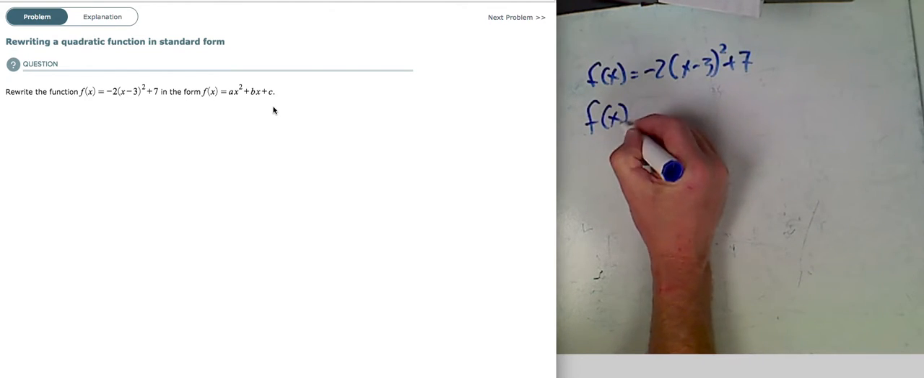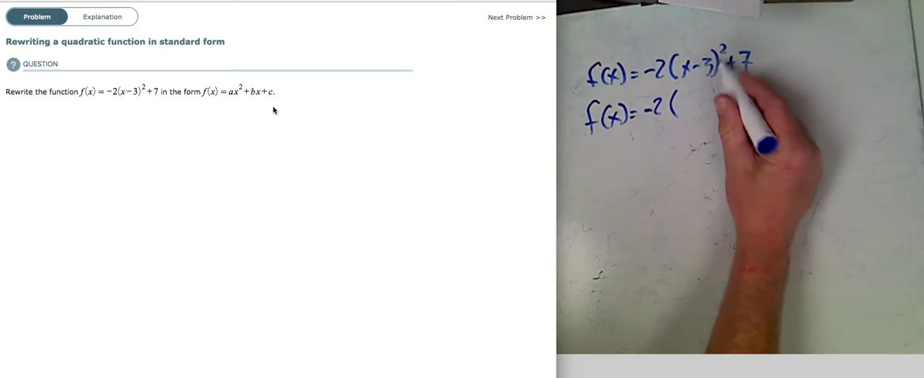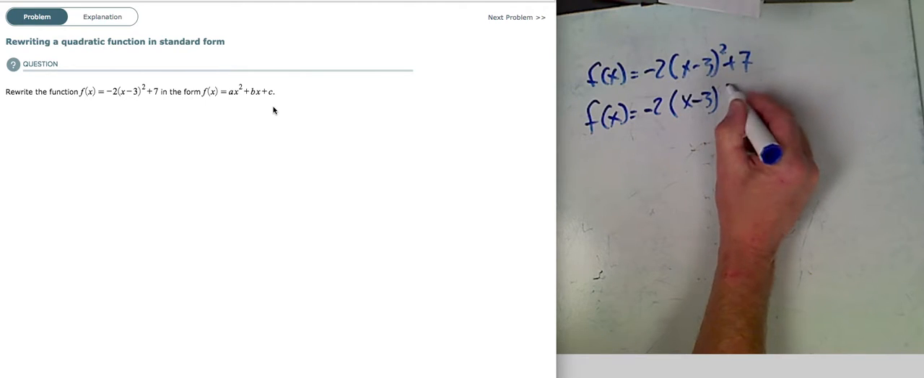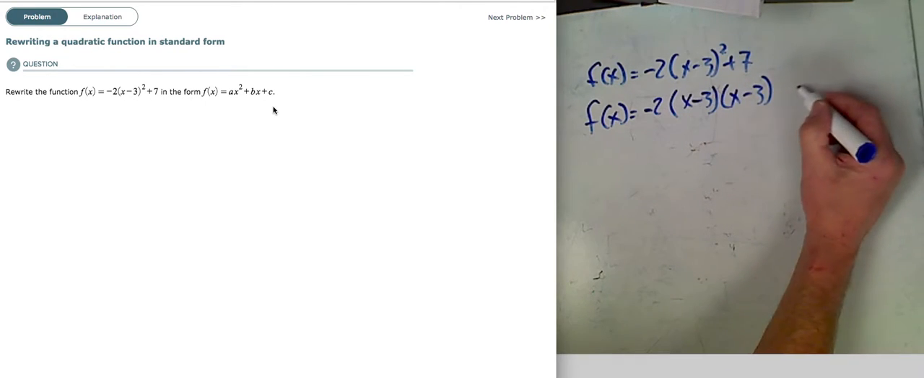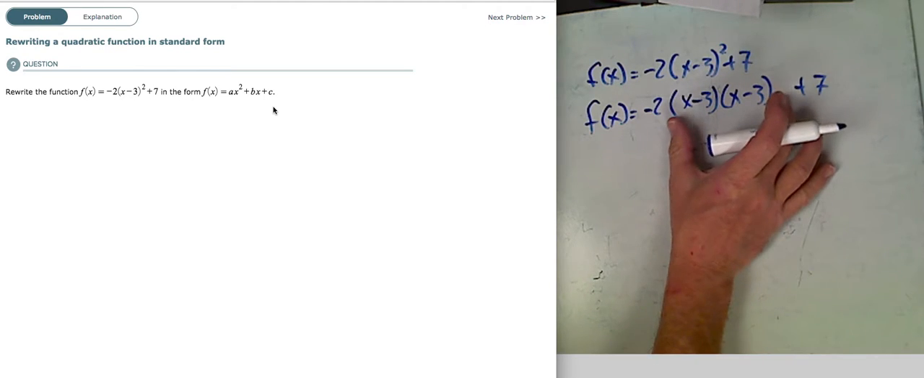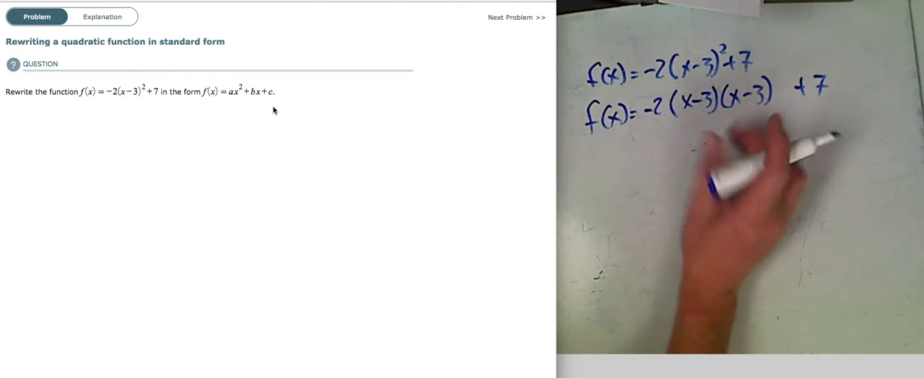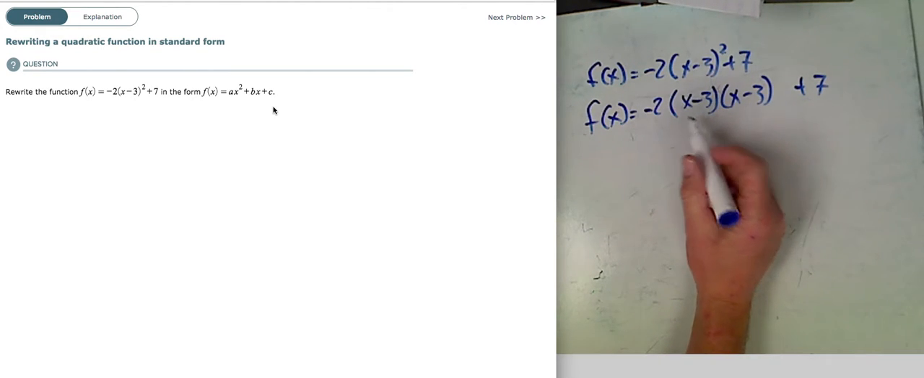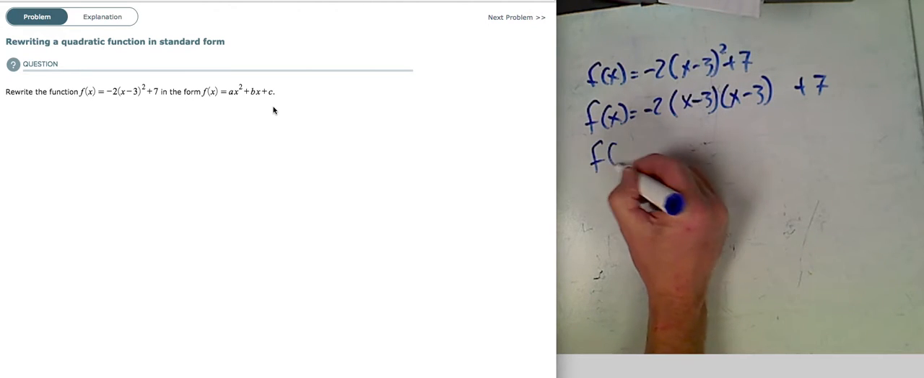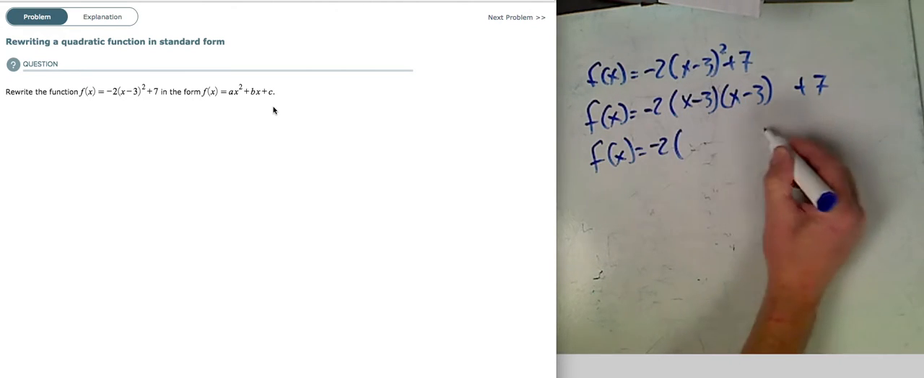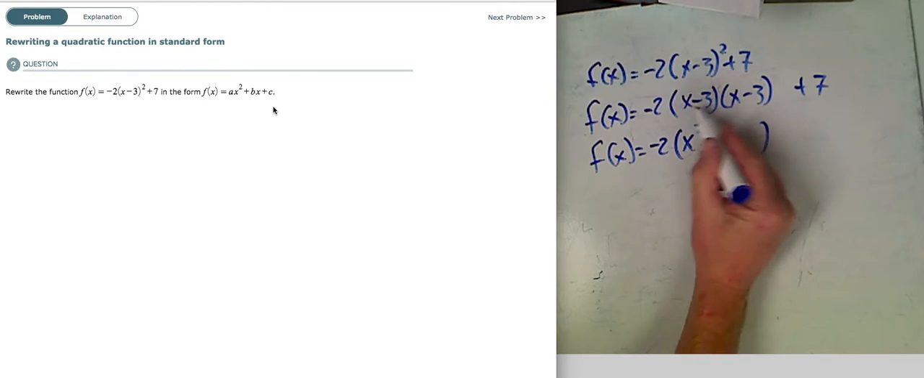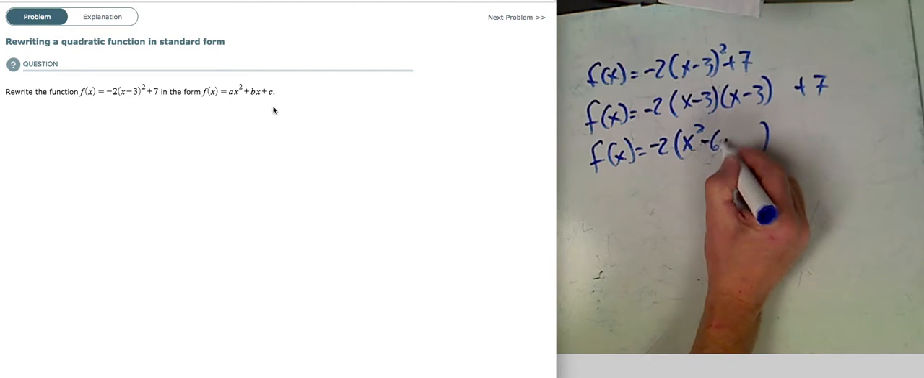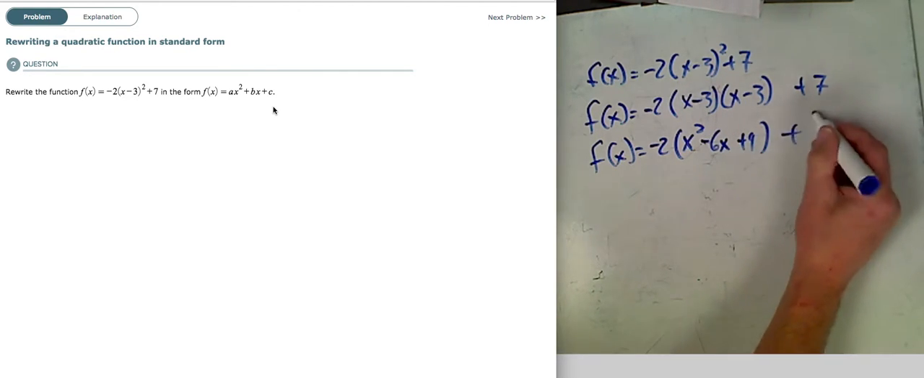Now, probably the trickiest part of this is this idea. This (x minus 3) squared is the same thing as (x minus 3) times (x minus 3). And then I'm going to move that plus 7. So I'm going to deal with this part first. Some people are tempted to distribute this in, but I would wait and do that until the last step. So if I multiply this out, I'm going to get x squared minus 3x minus 3x plus 9, or x squared minus 6x plus 9, plus 7.